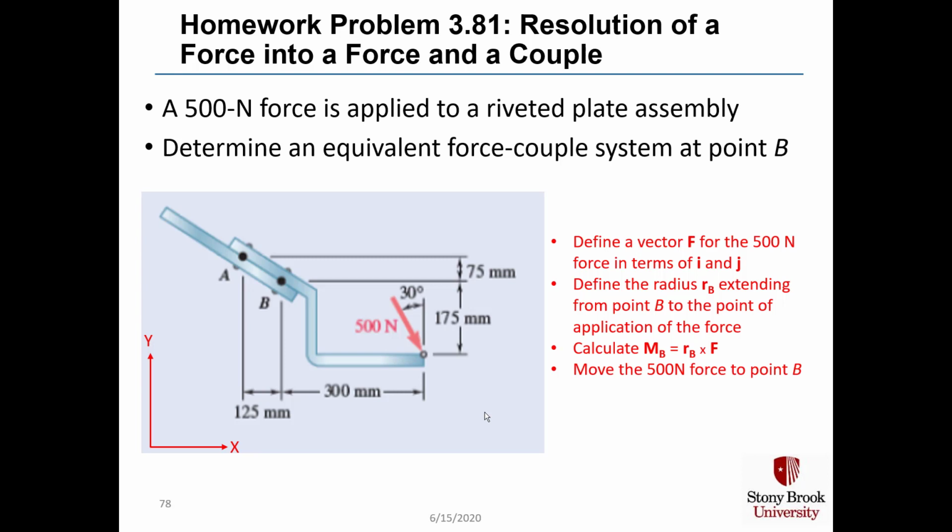Our job is to determine an equivalent force couple system at point B, knowing that a force of 500 newtons is applied all the way on the right edge at a 30-degree angle to the vertical. First, we'll define a vector F for the 500 Newton force in terms of i and j. Then we'll define the radius r sub B that extends from point B to the point of application on the right end. We will calculate vector M sub B, and that will be equal to r sub B cross F. And then we will move our 500 Newton force from the right edge to point B.